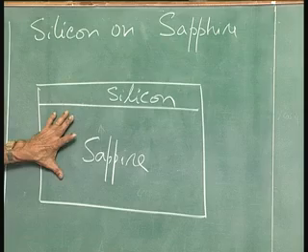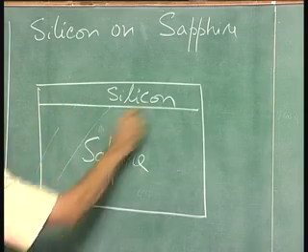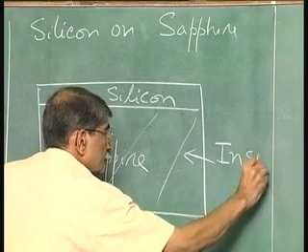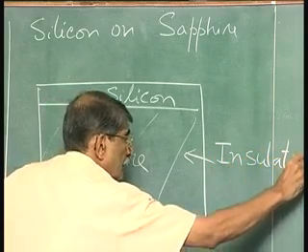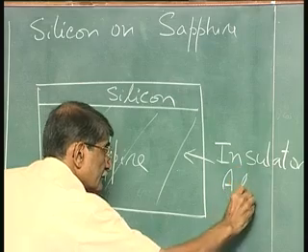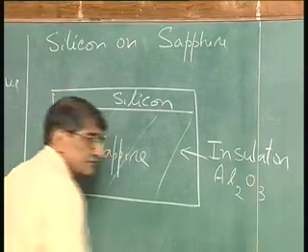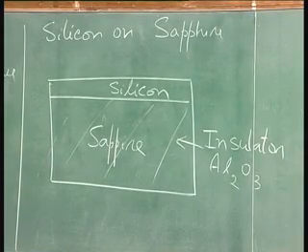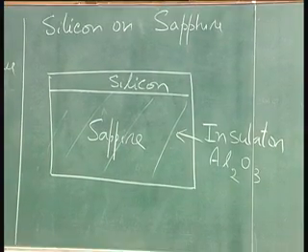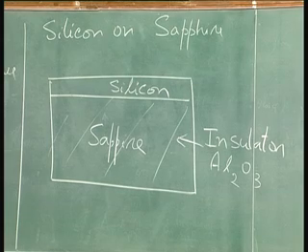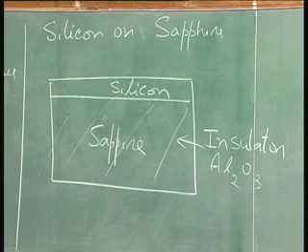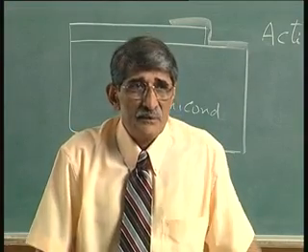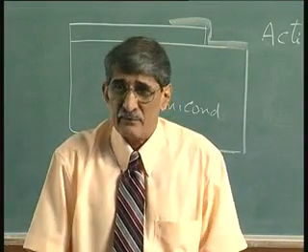This entire thing is an insulator, because it is Al2O3, an oxide. In fact, for defense applications, when high speeds are required, they were using that. Today also, for some of the very secret defense applications, high speed, they use this. But for other commercial mainstream ICs, they do not use it, because it turns out to be very expensive.